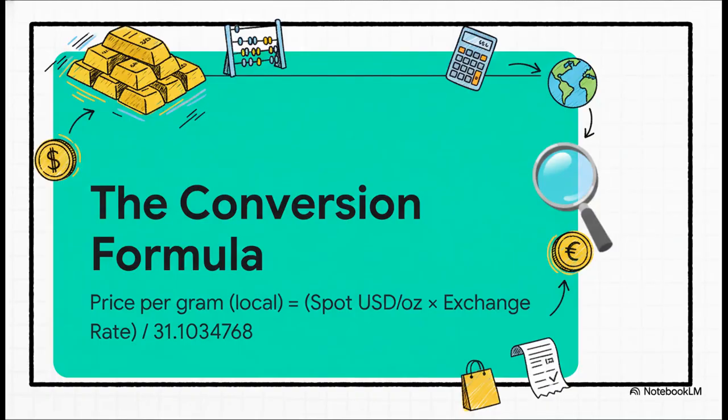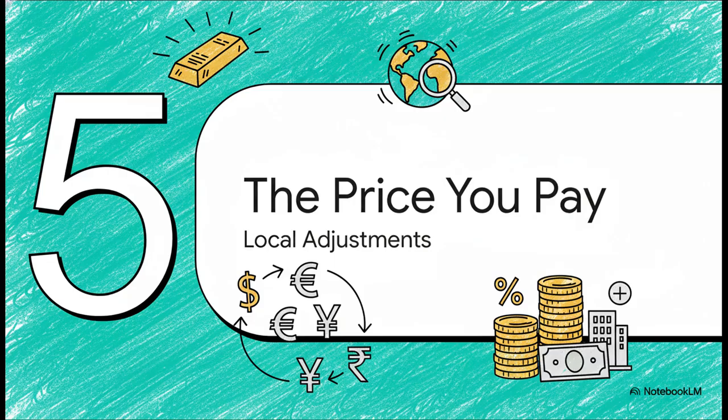The very first step is just some simple math. You take that spot price in dollars, you multiply it by whatever the current exchange rate is for your local currency, and then you divide the whole thing by about 31.1. Why? That's just to convert from ounces to grams. And boom, just like that, we have the basic price for the raw metal, but now it's in our local currency.